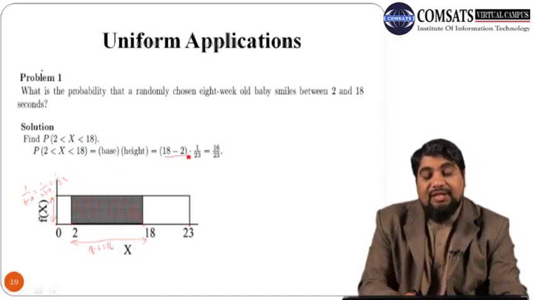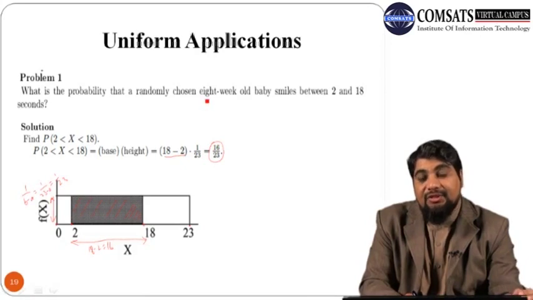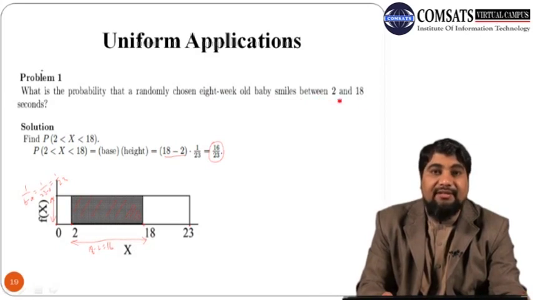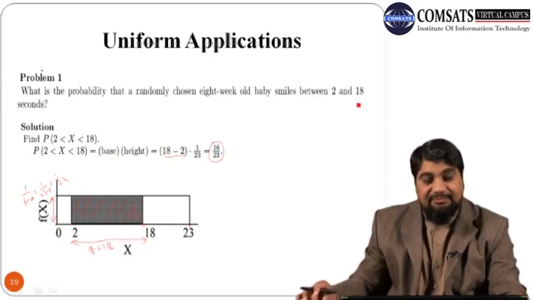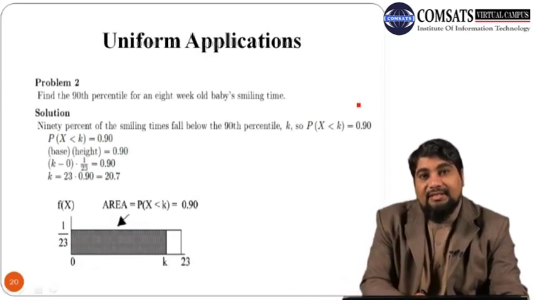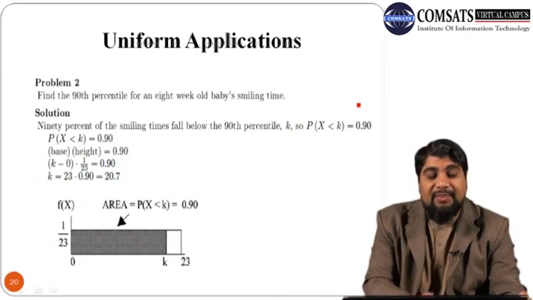So 18 minus 2 times 1 over 23. So 18 minus 2 is 16 over 23. So the probability is 16 over 23 that a randomly chosen 8-week-old baby smiles between 2 and 18 seconds. So let us discuss another problem.